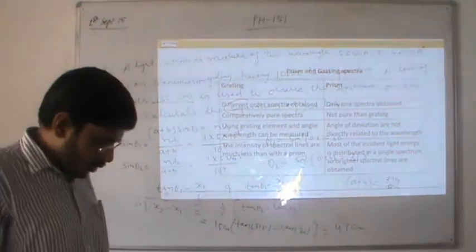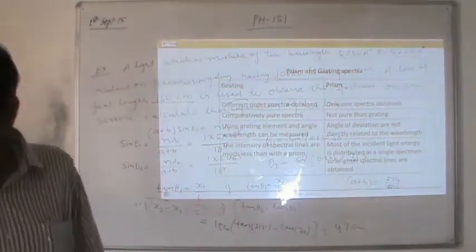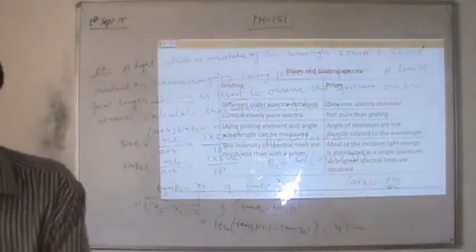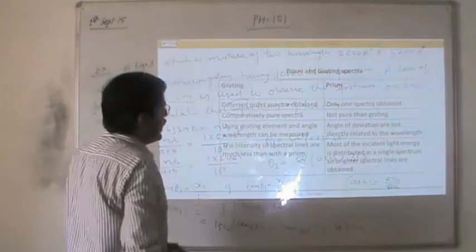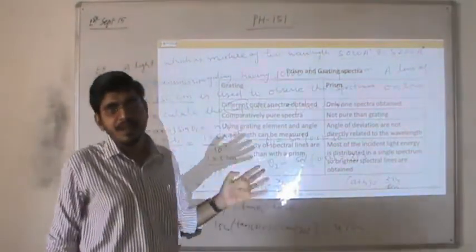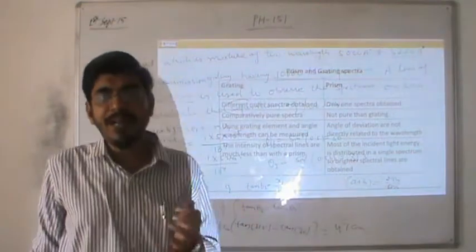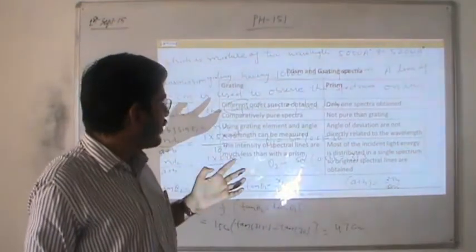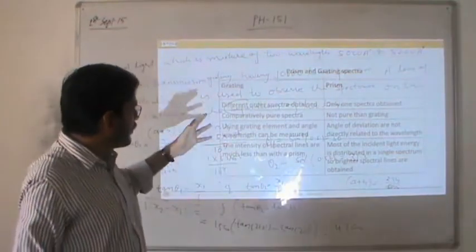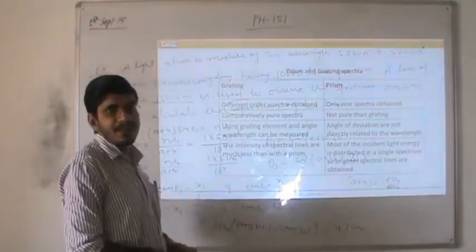Next is the difference between the prism and grating spectrum. Basically, we observe the spectrum by prism as well as by grating. So what is the main difference between the spectrum observed by the prism and the grating? The main differences are given in this table.